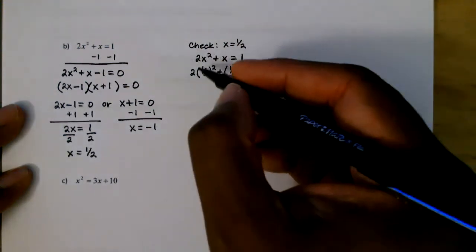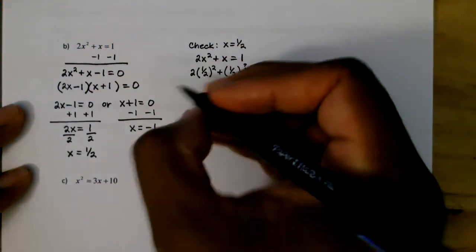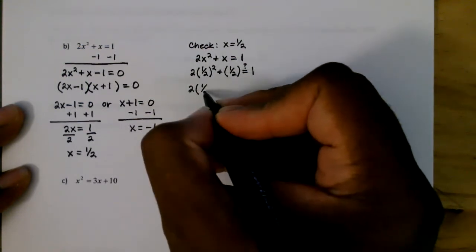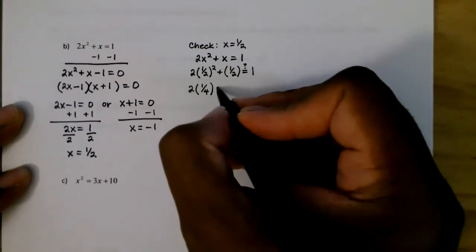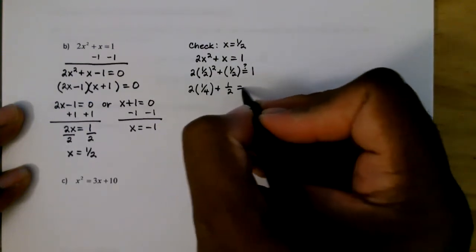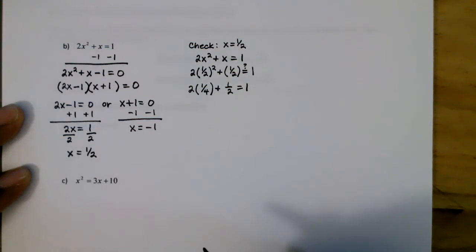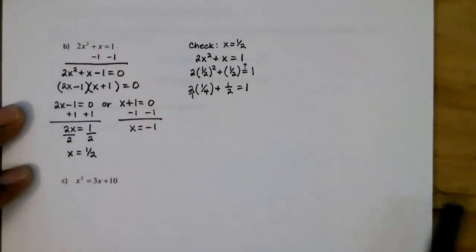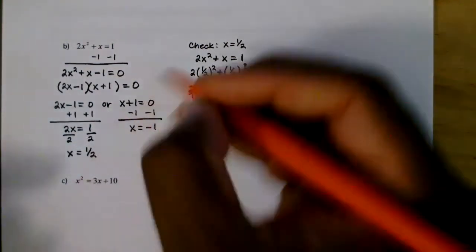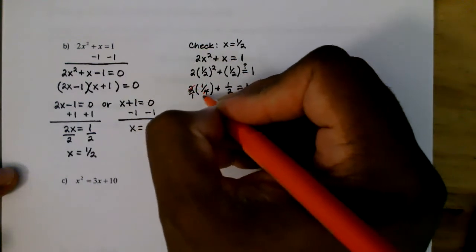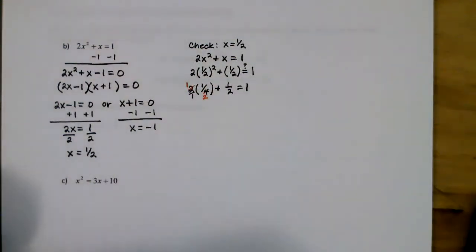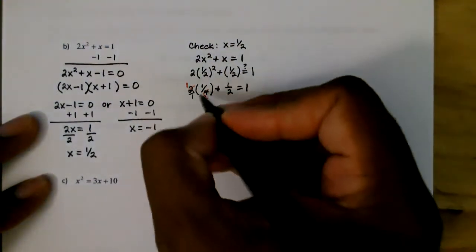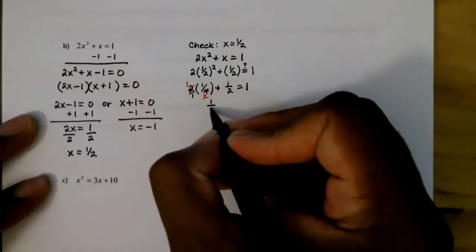Let's see, if I square the 1/2 by squaring the numerator and the denominator, I'm going to have this 2 times 1 squared will be 1 and 2 squared will be 4. So that's 2 times 1/4 plus 1/2 equals 1. Now that 2 is like 2 over 1. And if I simplify this, this 2 goes into that 4 2 times. And of course, 2 goes into itself 1 time. 1 times 1 will be 1 over 1 times 2, which will be 2.